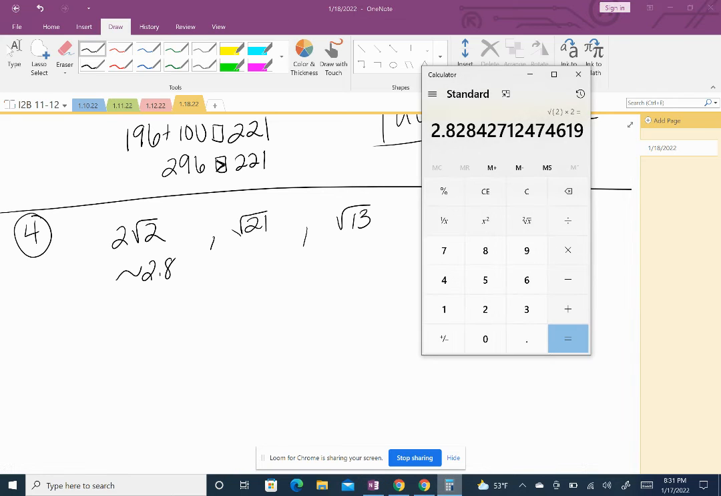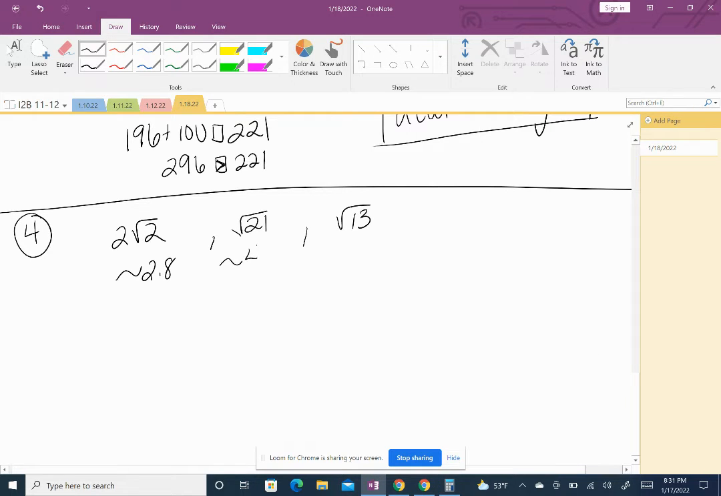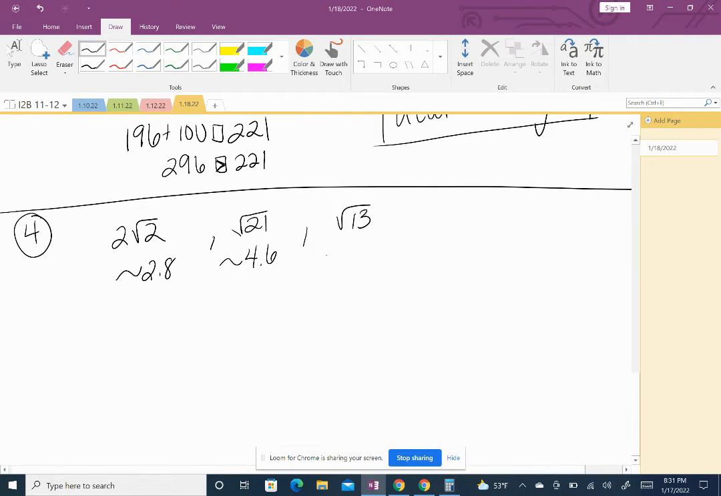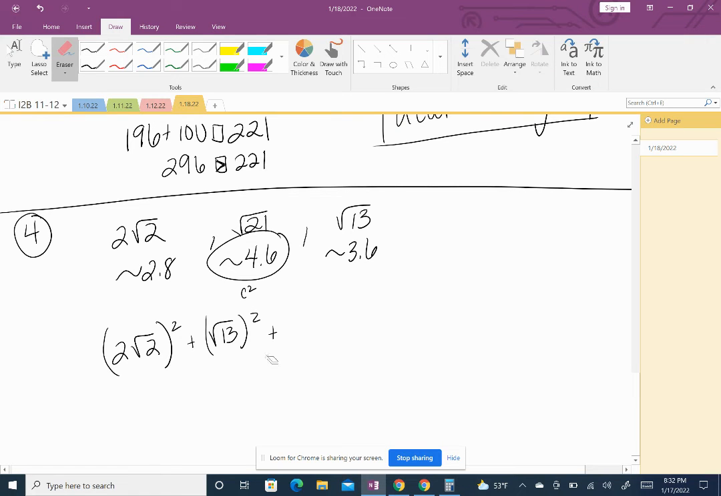And the reason why we're doing this is we're trying to figure out what's our C. The largest number is always going to be our C. So square root of 21 is going to be about 4.6. And the square root of 13 is going to be about 3.6. So 4.6 is definitely our biggest. That's going to be our C squared. The other ones, it doesn't really matter the order. Those are going to be our A and our B. So we have 2 square root of 2 squared plus square root of 13 squared. I'm sorry, it could be equal, it could be greater than, less than, we don't know. The square root of 21 squared.